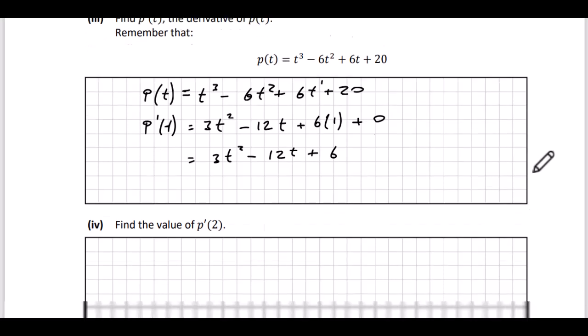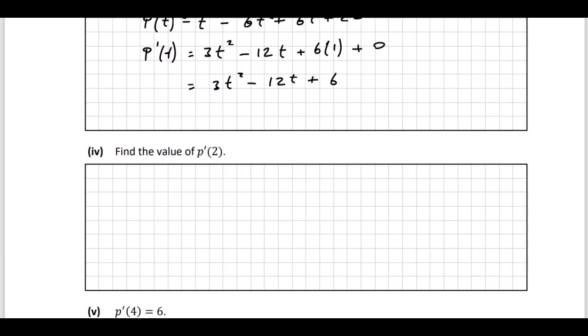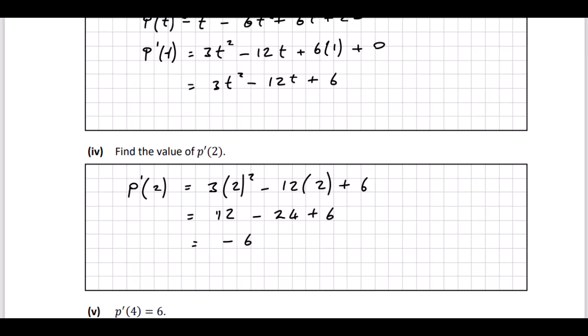It then says in part 3 and 4, find the value of p prime 2. So we have p prime t, we now want to just stick in a 2. So we go 3 times 2 squared minus 12 times 2 plus 6. Again, remember, do the power first. So it's 2 squared first, which is 4. Multiply the 4 by the 3, you get 12. Minus 2 12s, 24, plus 6. That'll give us finally an answer of minus 6.